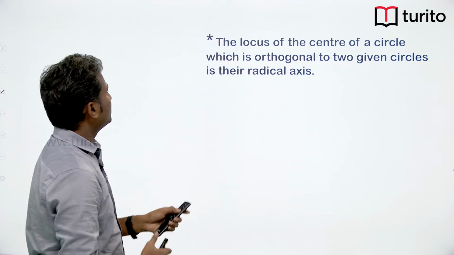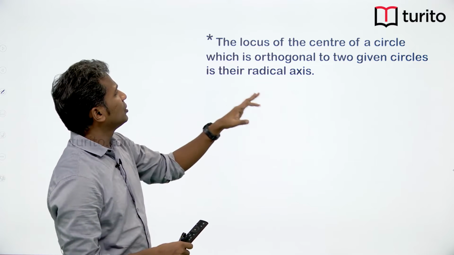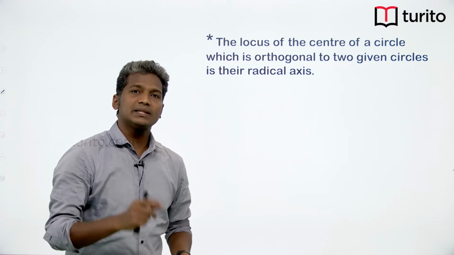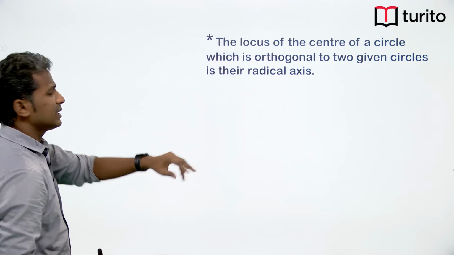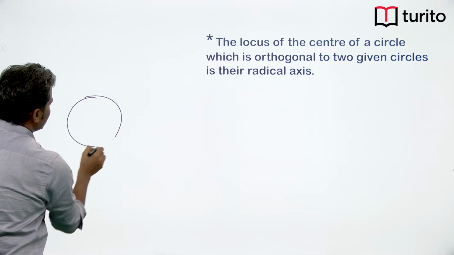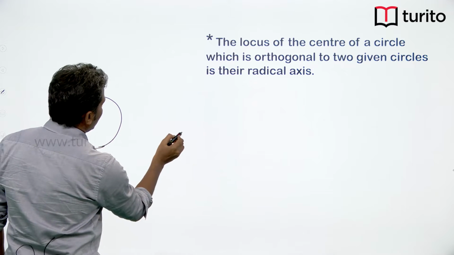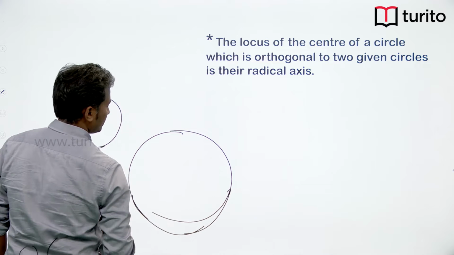One more point is the locus of the center of a circle which is orthogonal to 2 given circles is their radical axis. So, here to understand this, let us take 2 circles. Let us say I have taken one circle here and I have taken another circle here. Okay.